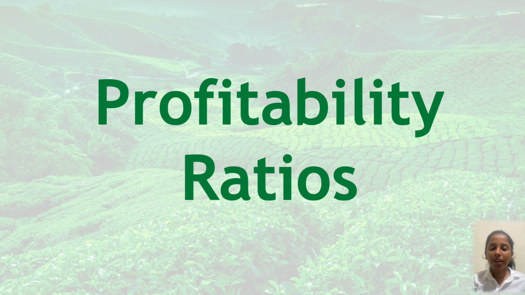Profitability ratios are financial metrics used to evaluate the profitability or financial results of the business. They help to find out how efficiently a company is operating and how well it is using its resources to generate earnings. Under the profitability ratios, we have calculated gross profit ratio, return on capital employed, and return on equity.